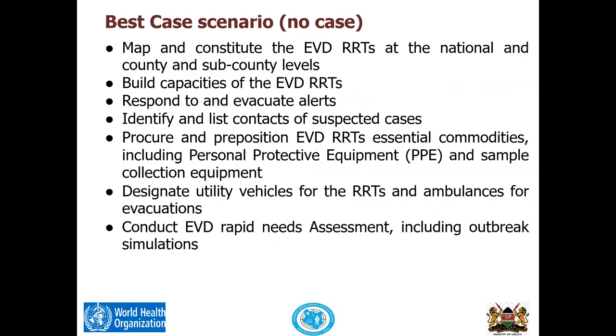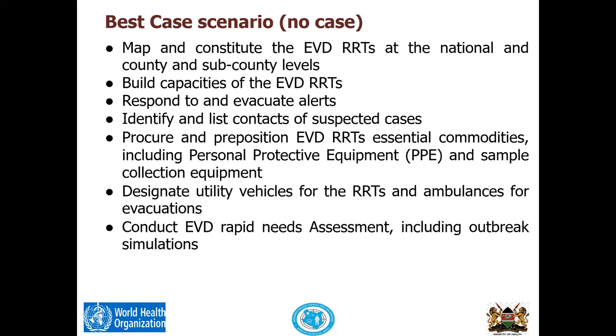So the plan spells out three possible scenarios for EVD. The first scenario is referred to as the best case scenario. We don't have a case, we have zero cases. How is the rapid response team supposed to operate? The first thing they need to do is map and constitute EVD teams at national, county and sub-county levels. So we have people identified at the national level. They're already on a rotating roster. Then we have these teams identified at county and sub-county levels. They may not be trained fully, but at least a number of them are already trained as we speak.